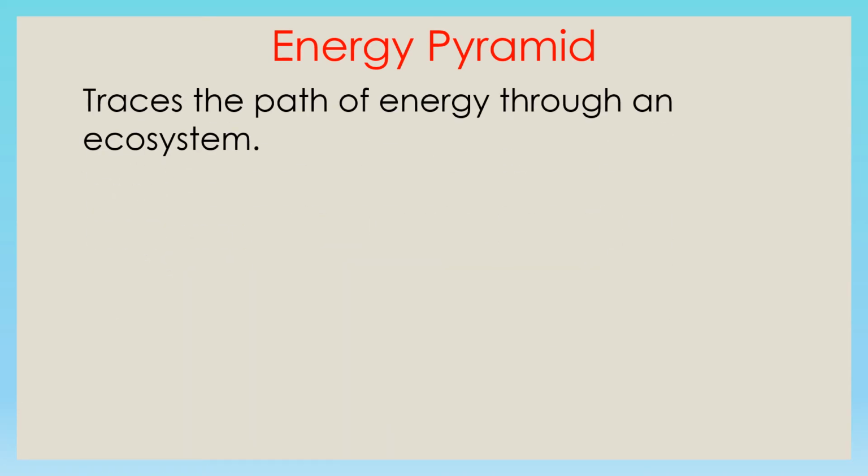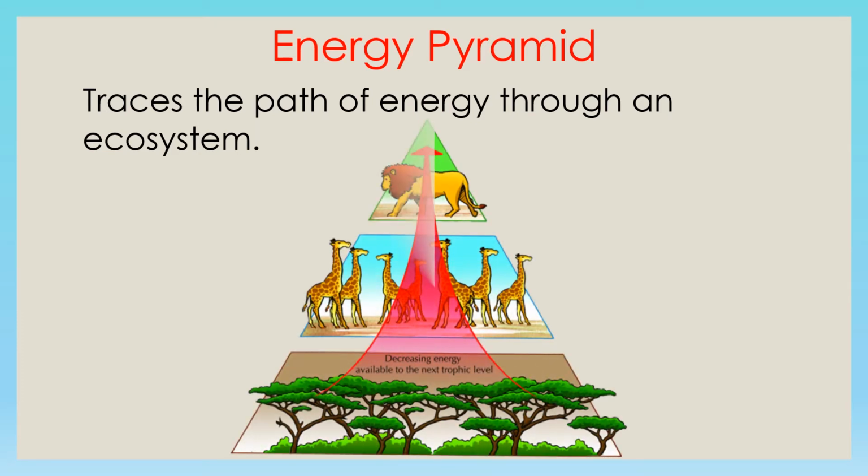How about energy pyramid? Energy pyramid traces the path of energy through an ecosystem. So when you look at this picture, it has a decreasing energy available to the next trophic level. So it's in the shape of a pyramid because the energy that is consumed by one organism to another organism going up decreases.